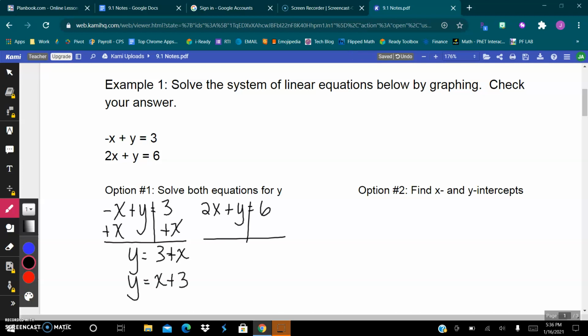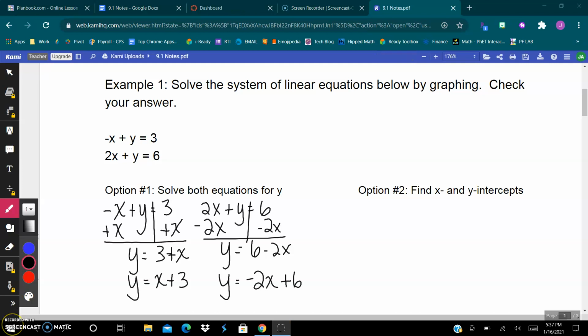And then I have to do the same thing here. We're going to move that 2x to the other side. If I wanted to flip it around, that 2x is negative. There's a minus sign in front of it, so we're going to put negative 2x. And then that 6 is positive, so we're going to put plus 6. Now those are both solved for y, and we can graph using the y-intercept and the slope.